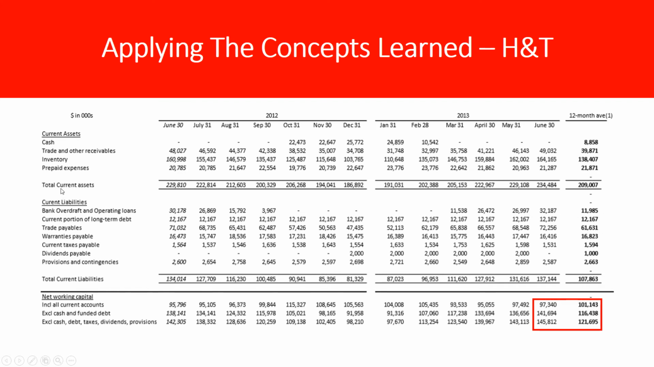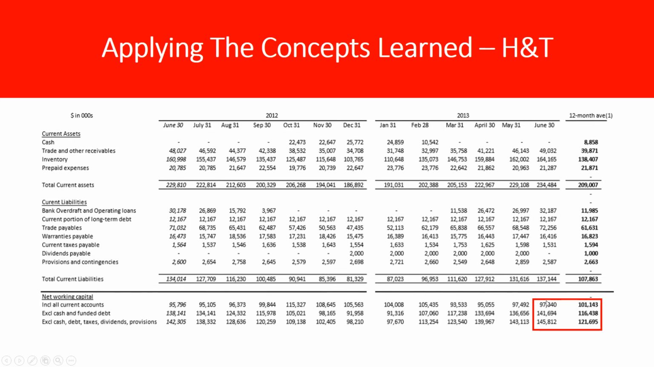Now, the difference between total current assets and total current liabilities is the first line, so it includes all current accounts. So net working capital, including all current assets and all current liabilities, that net difference is right here for June 30th, and the 12-month average is right over here. Now, excluding cash and funded debt, which is essentially what we usually assume in the M&A sector, we remove that net liquid balance to only get our working capital requirements. So we remove cash, the bank overdraft, and the current portion of long-term debt. And so when we subtract that, the net working capital changes.